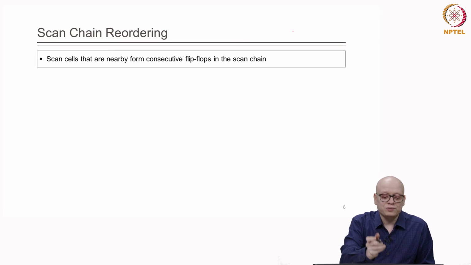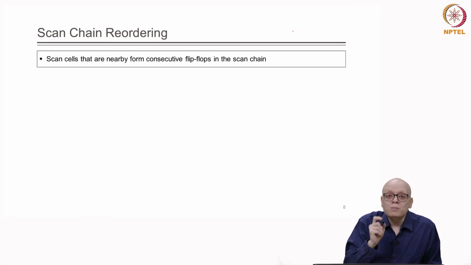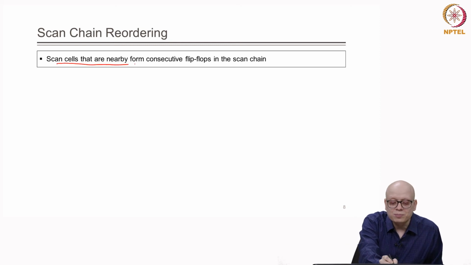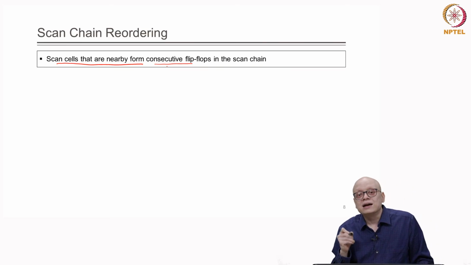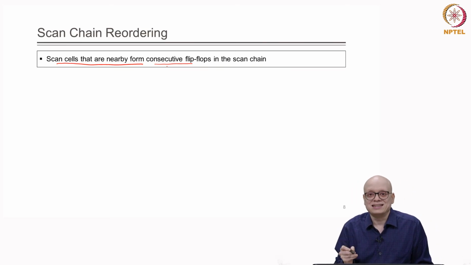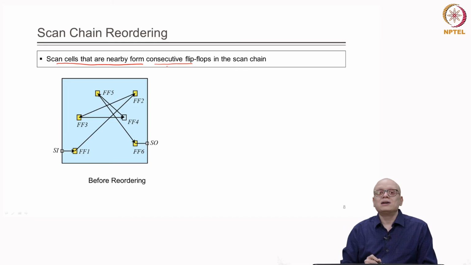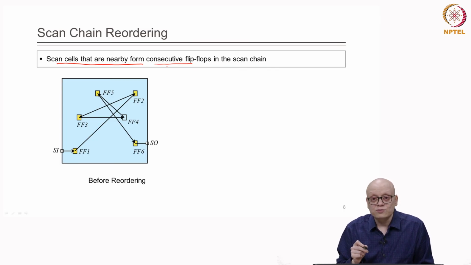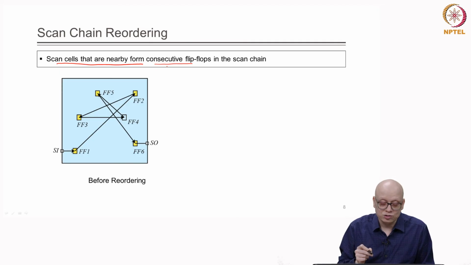What we can do is form the scan chain ordering such that scan cells that are nearby form consecutive flip flops in the scan chain. So, let us take an example and understand what can be done. Suppose we built a scan chain initially. Initially, we did not have the information of the placement of the scan cells or flip flops. So, we made the scan chain like this.